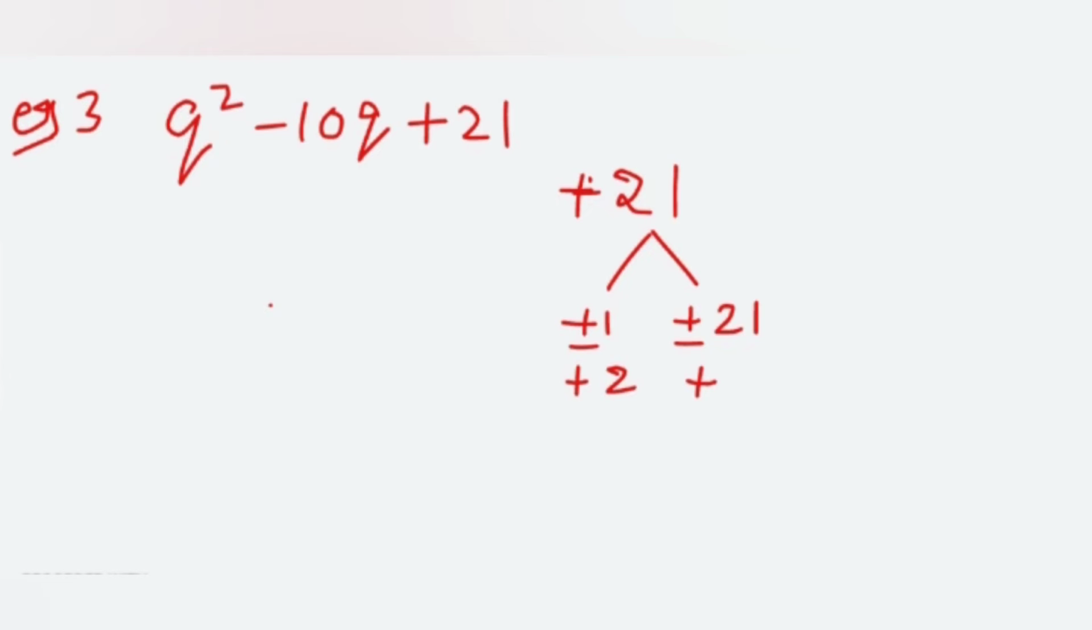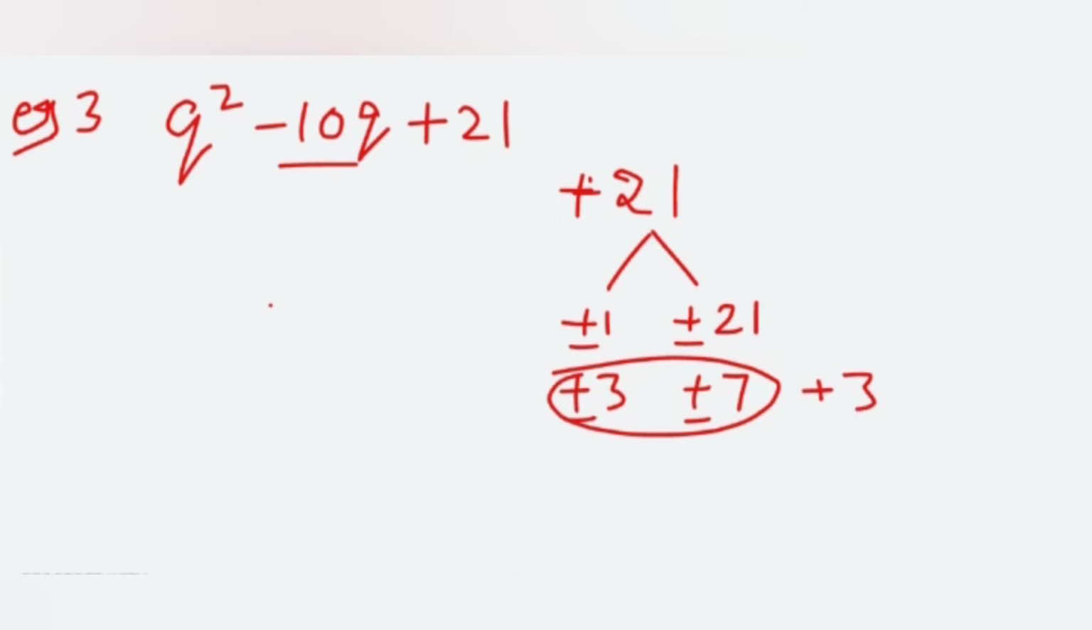Sorry, 2 table will not come in this. Let us take plus 3 into plus 7 gives you 21. Plus 3 into plus 7 or minus 3 into minus 7 also gives you plus 21. So we want minus 10, which means we need negative sign integers. So our answer should be minus 3 and minus 7.